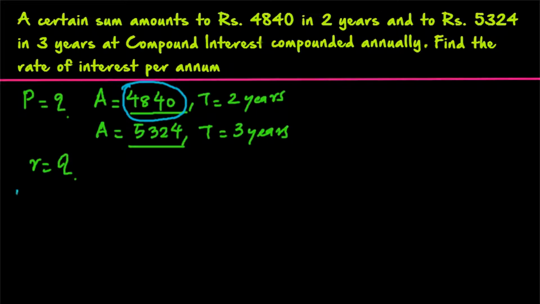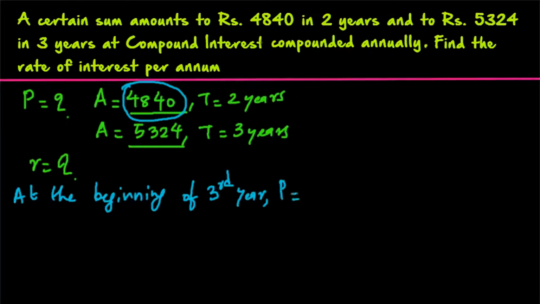So at the beginning of the third year, what happens? What is the new principal? In compound interest, the amount of the preceding year will become the principal for the new year. So that is the thing. Our principal at the beginning of the third year will be the amount of the preceding year. So what is the amount of the preceding year? It is 4,840. So at the beginning of the third year, principal is equal to 4,840.